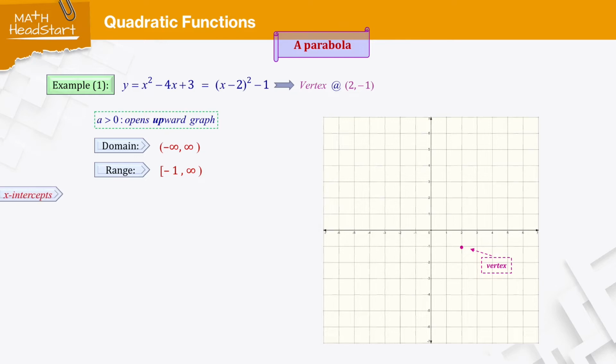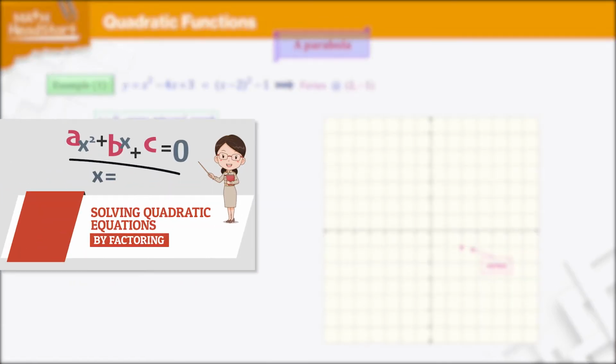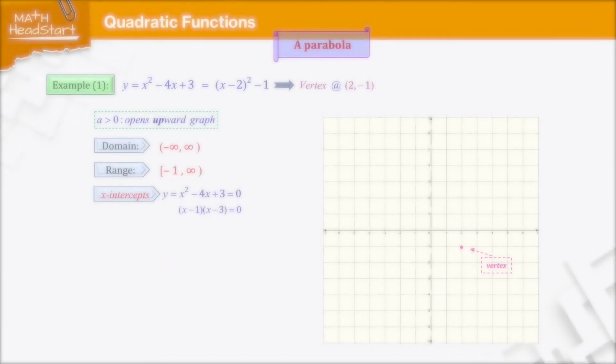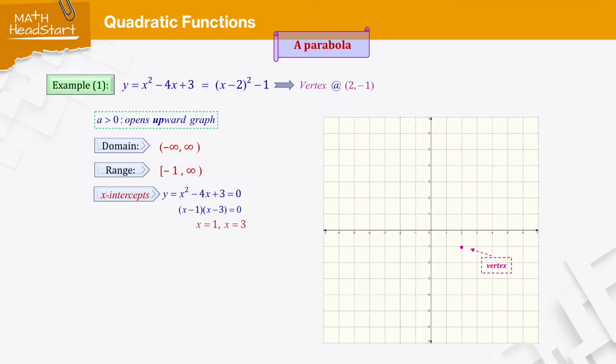To find the x-intercept, we need to find the root by solving the quadratic equation. For our example, we'll use the factoring method to solve the equation. Again, if you need a refresher on this method, please watch a separate video called Solving Quadratic Equations by Factoring. We get 2 roots by letting each factor equal 0. Let's plot these 2 points on the x-axis.